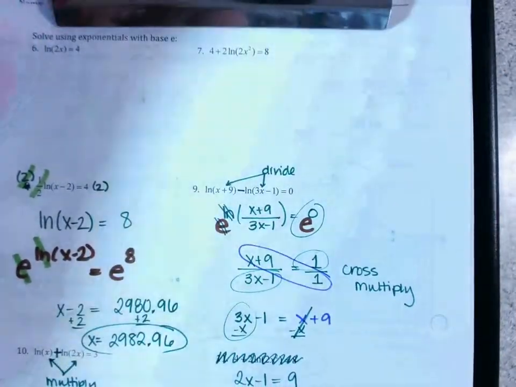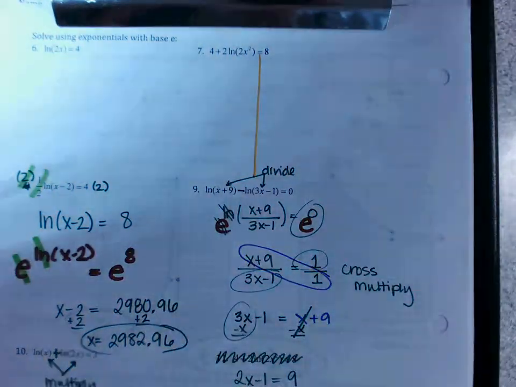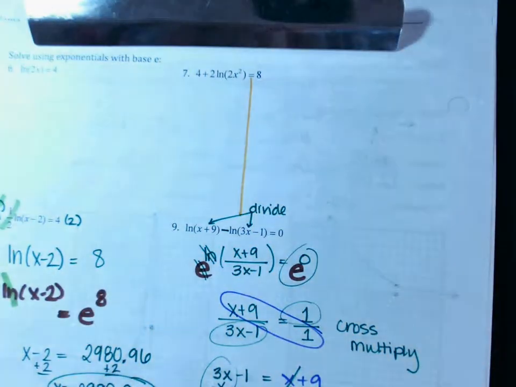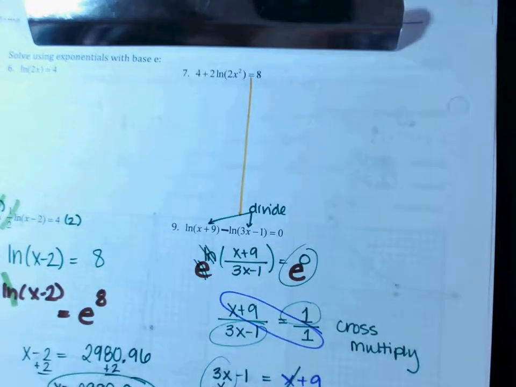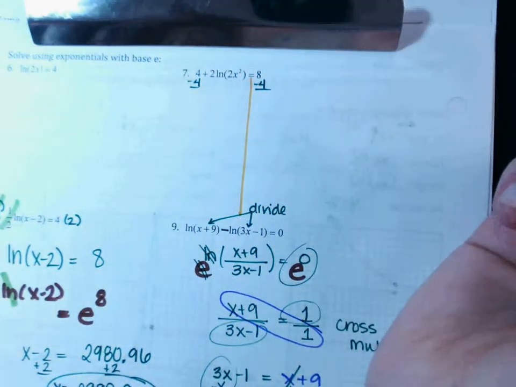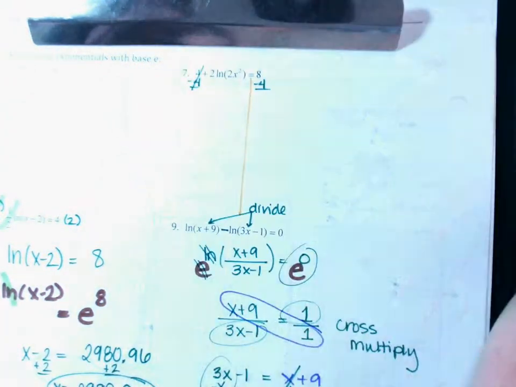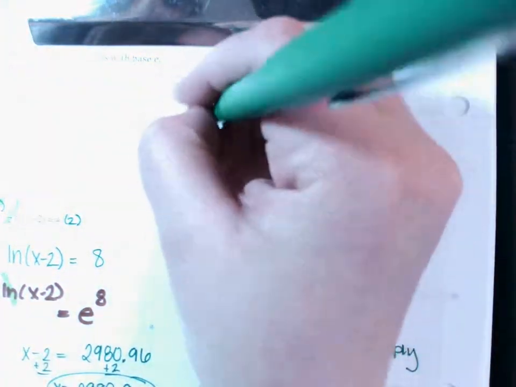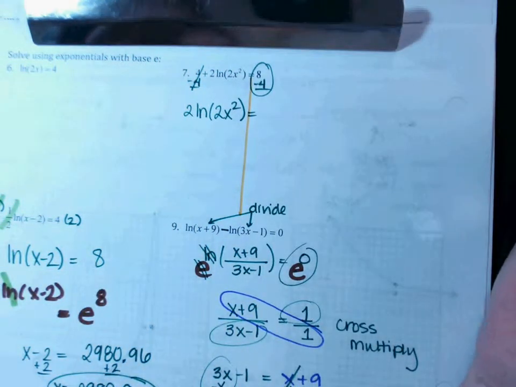Okay, what do you do first? Not times, you need to minus the 4. You said 10 and 7 is the same. No. 11 was the same. We crossed 11 out. So then from here, 4 minus 4 crosses out. You have 2ln, 2x squared, and then what's 8 minus 4? 4. Now what are left? Then 2 divided by 2.